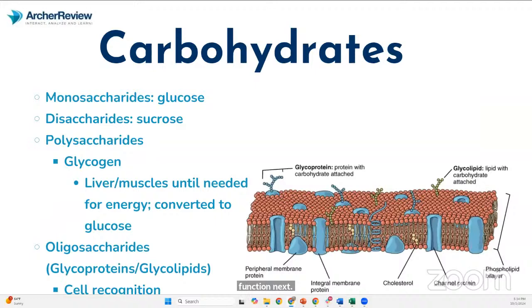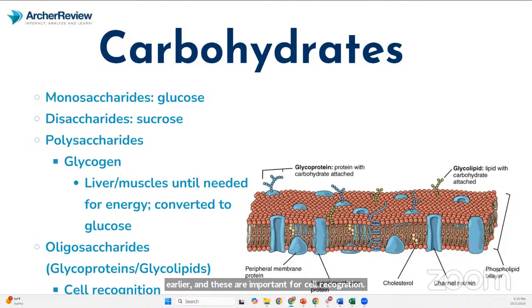So carbohydrates come in many different forms: monosaccharides, disaccharides, polysaccharides. An example of a polysaccharide would be glycogen, which is stored in both our liver and our muscles until it's needed for energy, and then it's converted to glucose. And then the oligosaccharides, like I talked about earlier, and these are important for cell recognition.